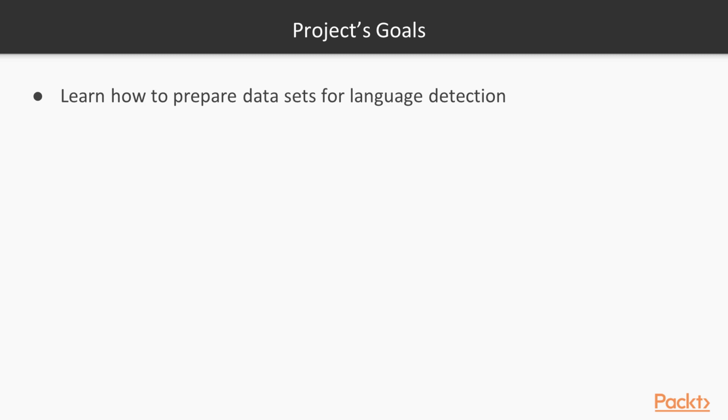So the first goal is to learn how to prepare datasets for language detection. And you'll see that there is quite a bit of work that we need to do to make sure that the data that we use is well prepared and will be able to be used with our recurrent neural network. Then the second goal is to learn how to classify text using PyTorch.